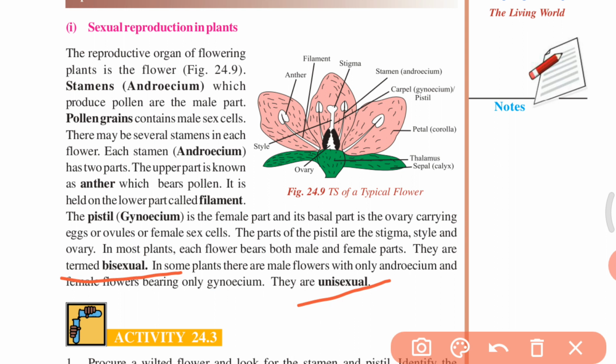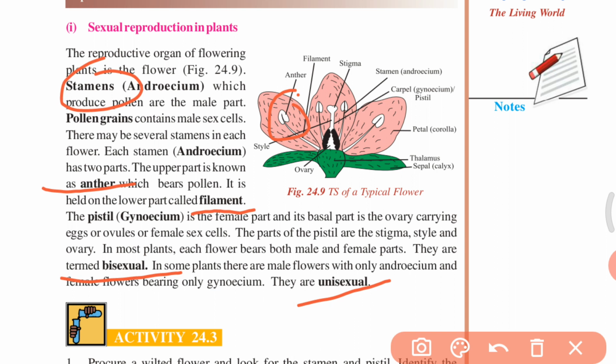Stamen is the male reproductive part of a plant. It contains mainly two parts: anther and filament. Pollen grains are the male sperm of the flower. These pollen grains are contained in the anther. Filament helps to raise the anther in the upper part of the flower.